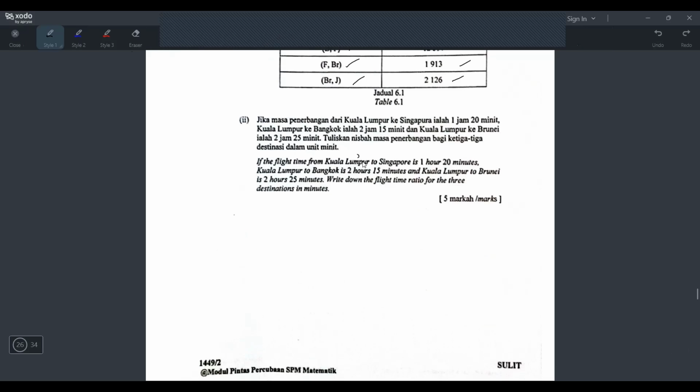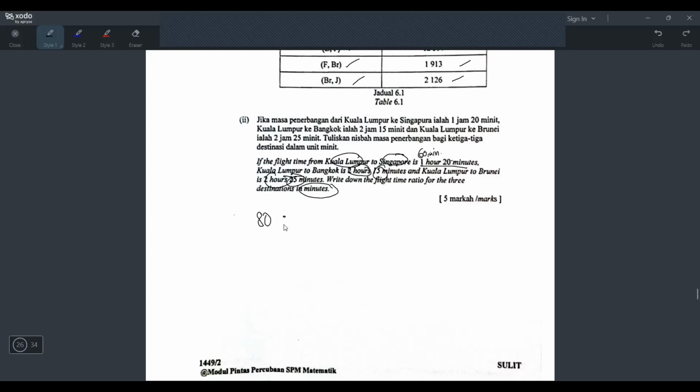If the flight time from KL to Singapore is 1 hour 20 minutes, Kuala Lumpur to Bangkok is 2 hours 15 minutes, and Kuala Lumpur to Brunei is 2 hours 25 minutes, write down the flight time ratio for the 3 destinations in minutes. So I want to write in ratio, but ratio of flight time. The first flight time is 1 hour 20 minutes, but they want everything in minutes, right? We all know 1 hour is 60 minutes, so 60 plus 20 is 80 minutes.